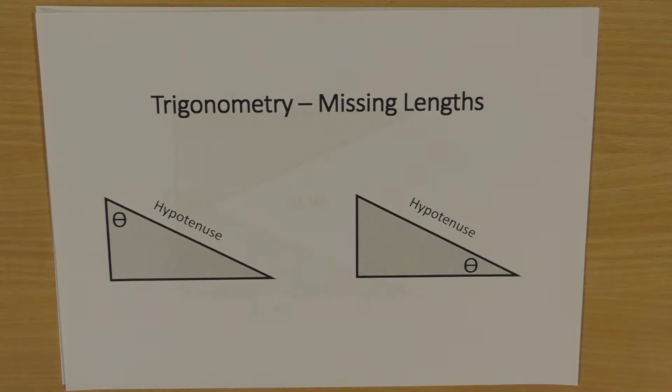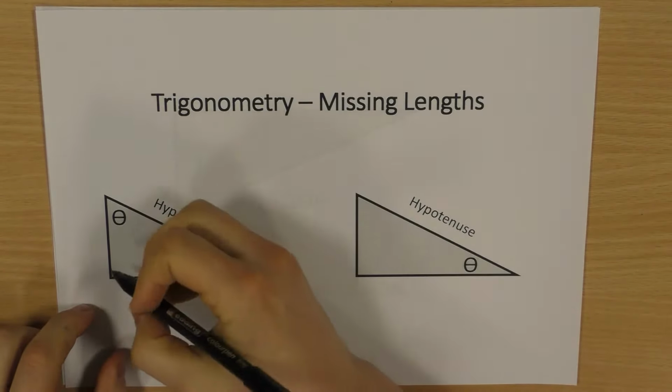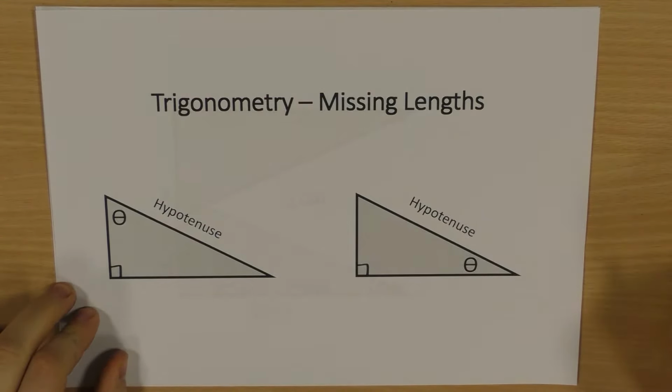Right guys, in this video we're going to use trigonometry on right angle triangles to work out some missing lengths. So the first thing you have to be aware of is with this particular type of thing, trigonometry, it only works with right angle triangles. Okay, so any other triangle, it doesn't work. We can only use this with right angle triangles.